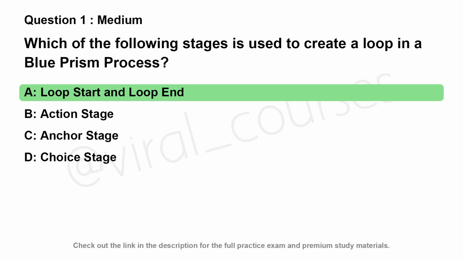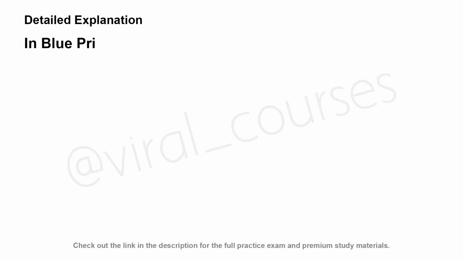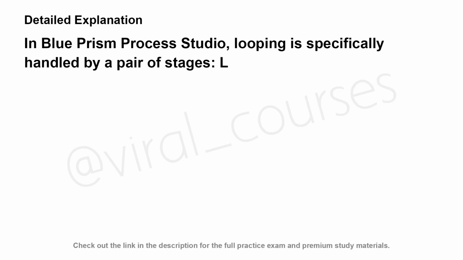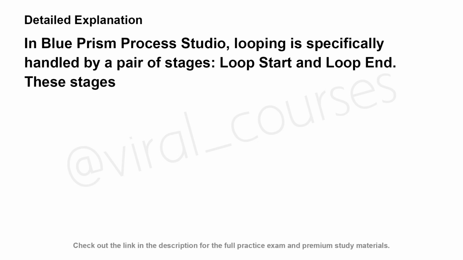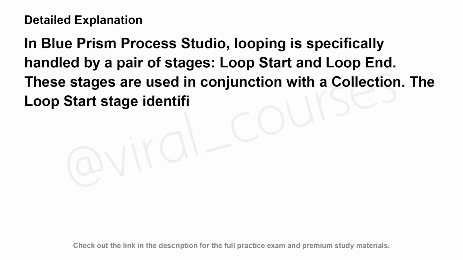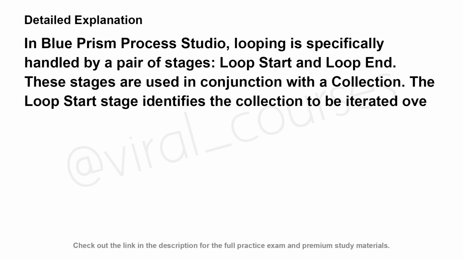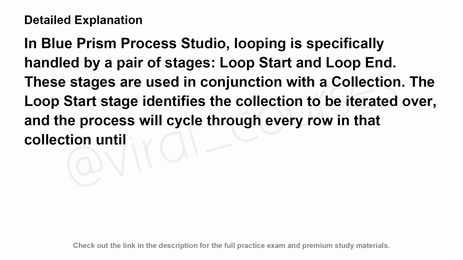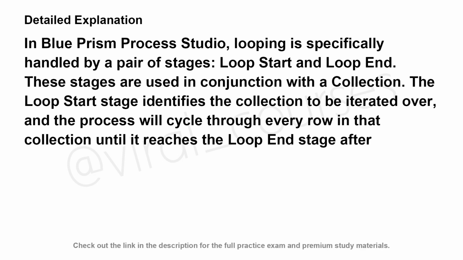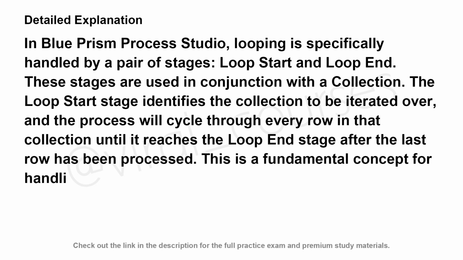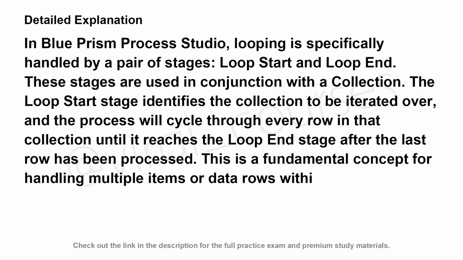The correct answer is A. In Blue Prism Process Studio, looping is specifically handled by a pair of stages, loop start and loop end. These stages are used in conjunction with a collection. The loop start stage identifies the collection to be iterated over, and the process will cycle through every row in that collection until it reaches the loop end stage, after the last row has been processed. This is a fundamental concept for handling multiple items or data rows within a single process execution.